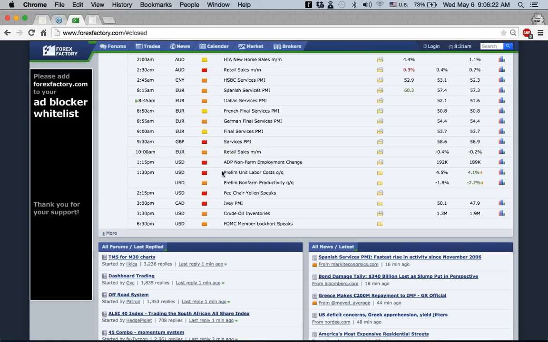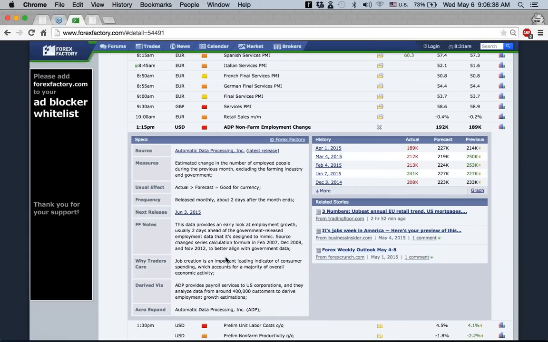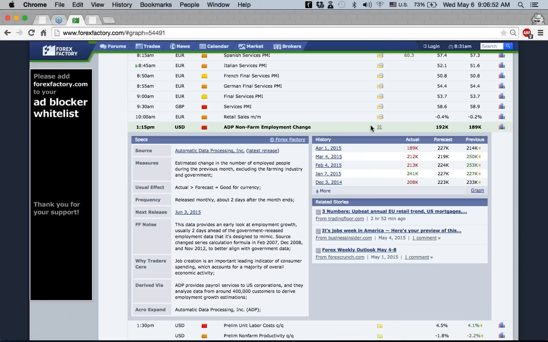Later on in the afternoon, we have non-farm employment change. It's a big announcement for the dollar, expecting 192,000 on the forecast. This is the estimated change in the number of people employed during the previous month, excluding the farming industry and government. So this is a very, very important announcement. Why do traders care? Because job creation is an important leading indicator for consumer spending, folks. You can see the previous results for this announcement are very, very poor. However, it could be a very strong boost for the dollar if we see a positive announcement on this.